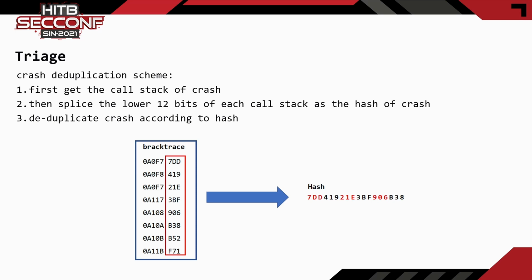Next, I will introduce the crash deduplication scheme in trapfuzzer. First, we get the code stack of the process when it crashes. Then, we take out the lower 12 bits of each layer of the code stack for splicing. The result of splicing is used as the hash of the crash. When a new crash occurs, it will judge according to the hash whether the crash has been recorded before. The figure below is an example of calculating the hash of the crash.